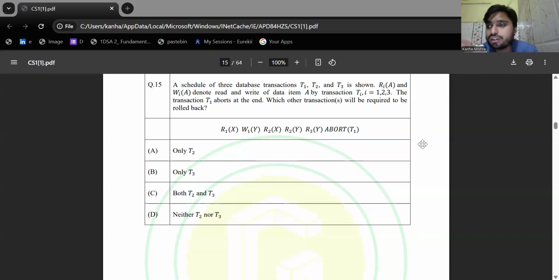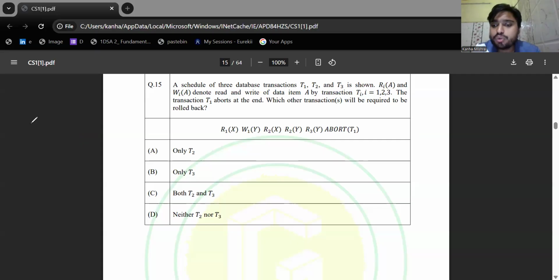R1(X) I can say means transaction T1 reads X, and W1(Y) means transaction T1 writes to Y. So if I write R1(X), that means transaction T1 is reading X. If I write W1(Y), it means transaction T1 writes to Y. Okay, so this is what it is.